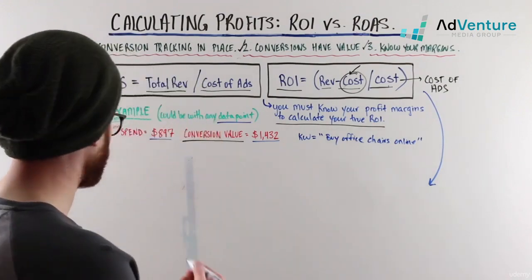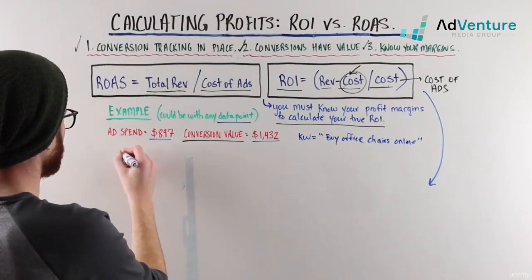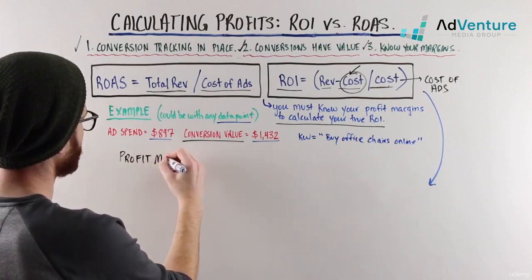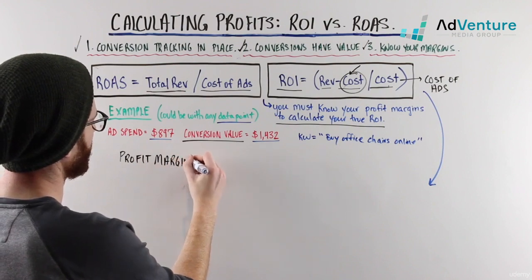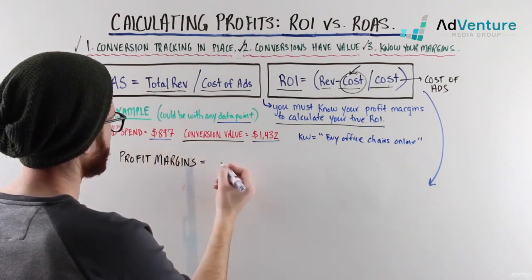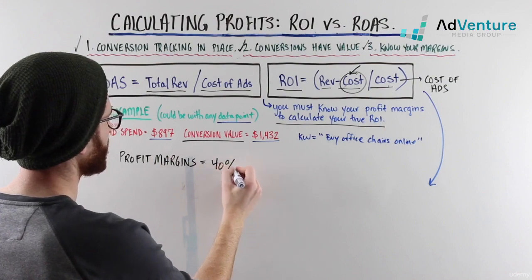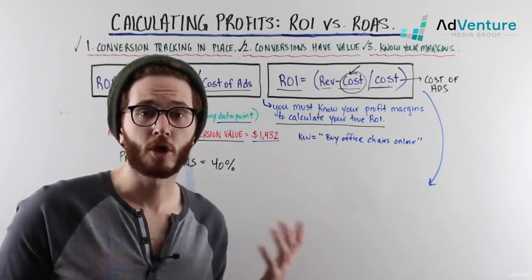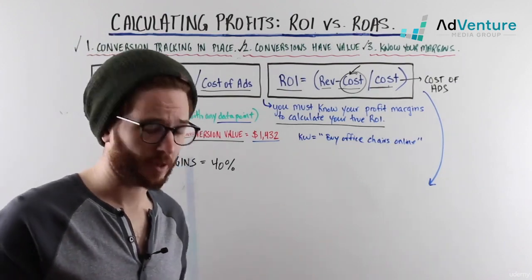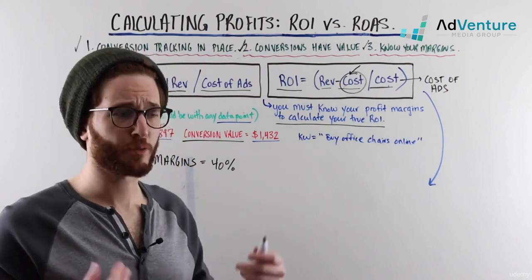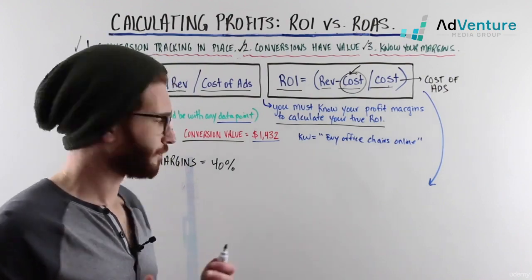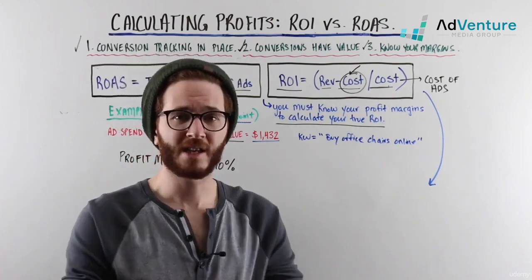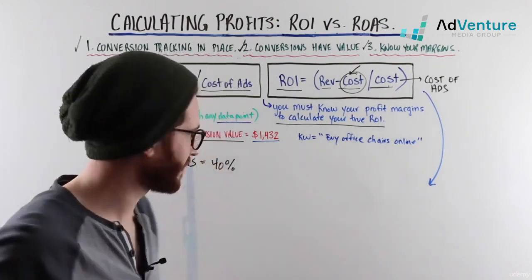So for example, let's talk about a case where our profit margins are, let's say, 40%. And you don't need to have run an AdWords account to know this. This is something you could determine well before you run your AdWords account. I know that if I sell a product or a good or a service for $100 and my profit margins are 40%, that means I've made $40. It's very straightforward.